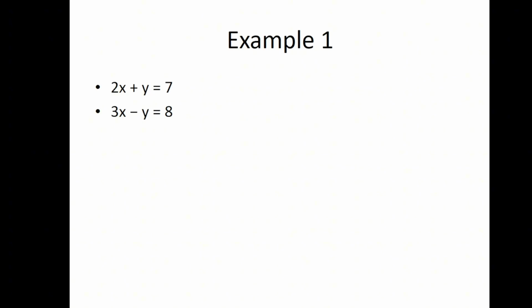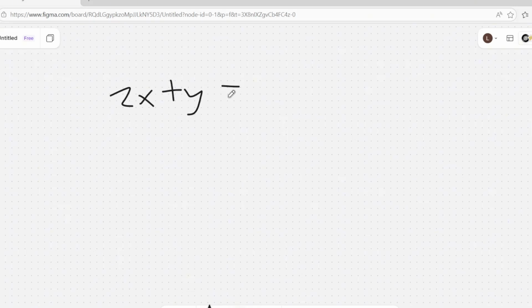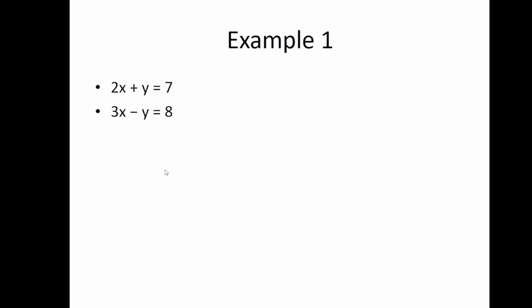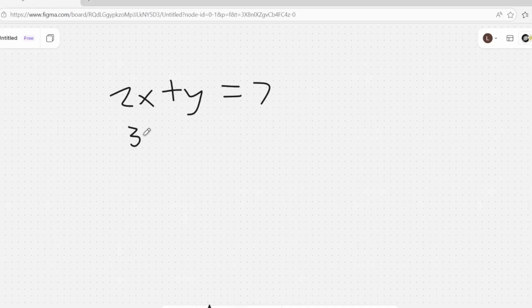First, let's try to solve this. Let me just write it on the screen. 2x plus y equals 7, and the other is 3x minus y equals 8. So let's try to solve.